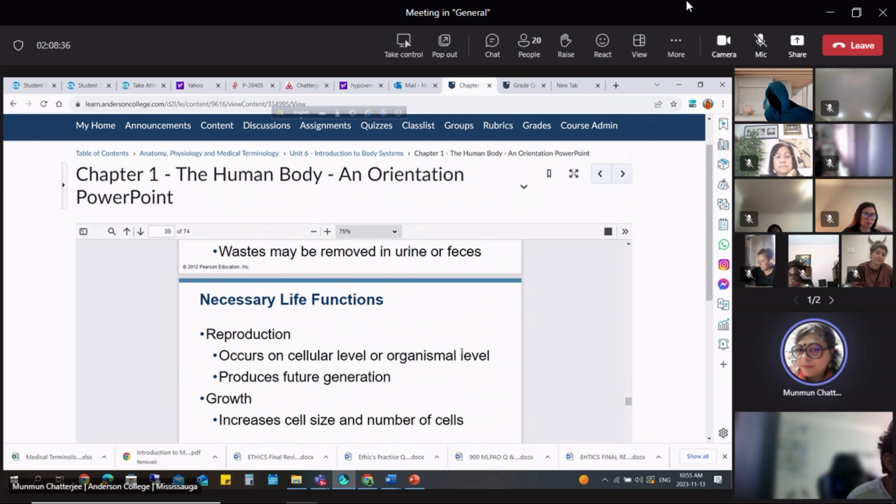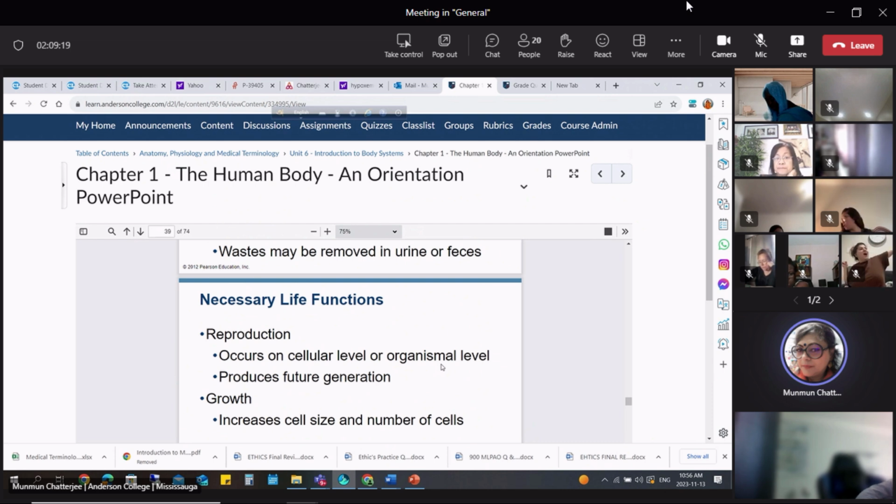Reproduction, that is also necessary for life, occurs on the cellular level or organism level. Cellular level means when the male and female produce the gametes, called the sperm or ovum. Then the sperm and ovum unite to form a cell. That is the one cell. Sperm and ovum each have half the material, so that when they unite, they form one cell, and from that cell, it multiplies, then differentiates to ultimately form an organism.